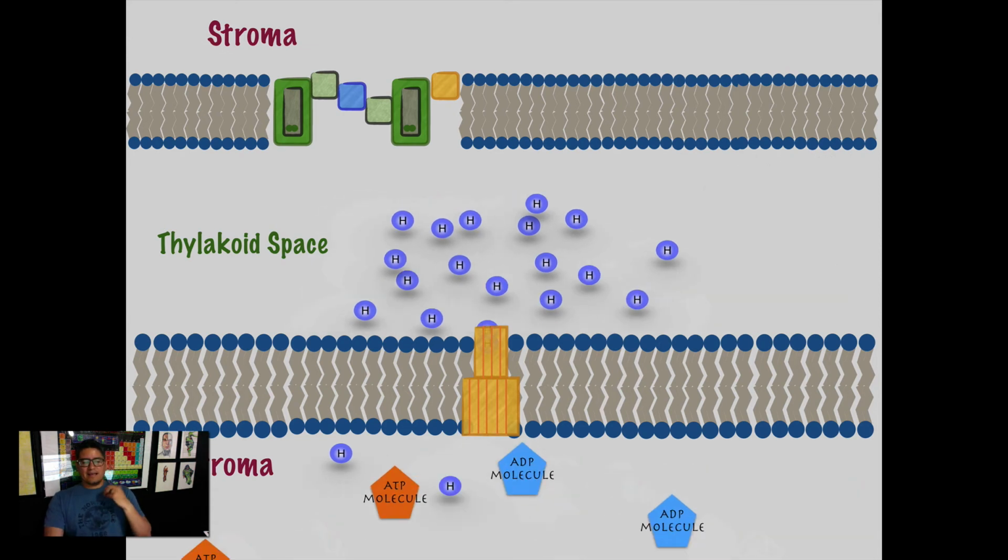So ADP is combined with a phosphate to make ATP, right? And you'll notice that here we are producing a lot more ATP molecules than we did in our photosystems. Our photosystem produced one ATP and one NADPH, which is good. But most of the ATP molecules are made via this pressure gradient.